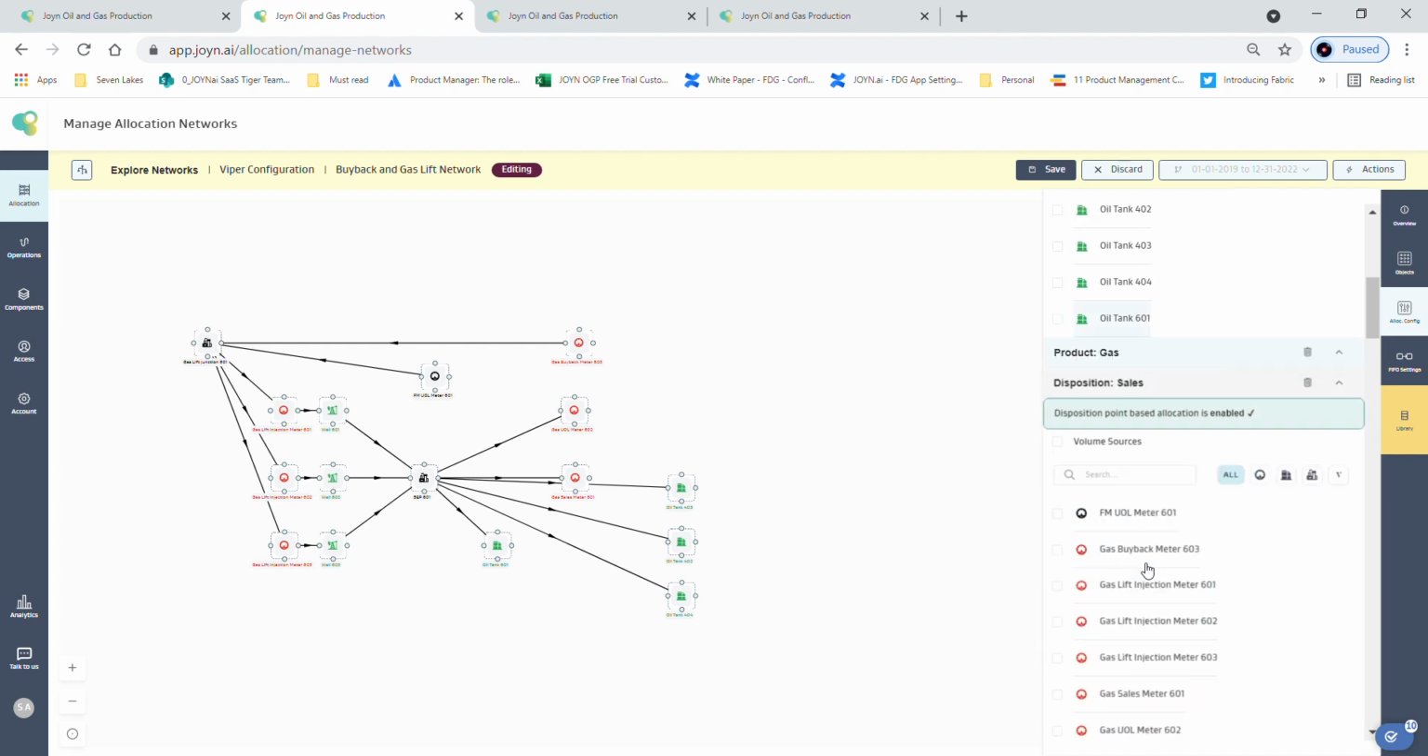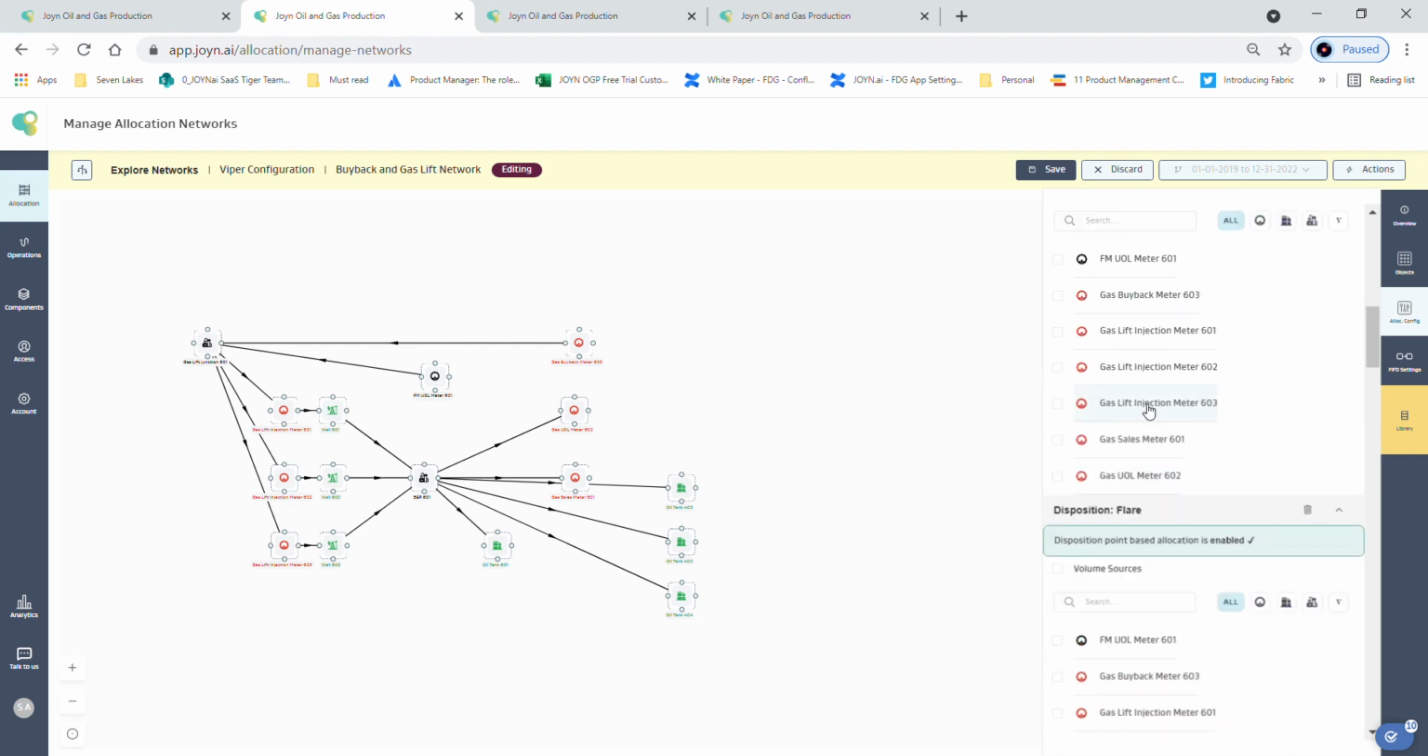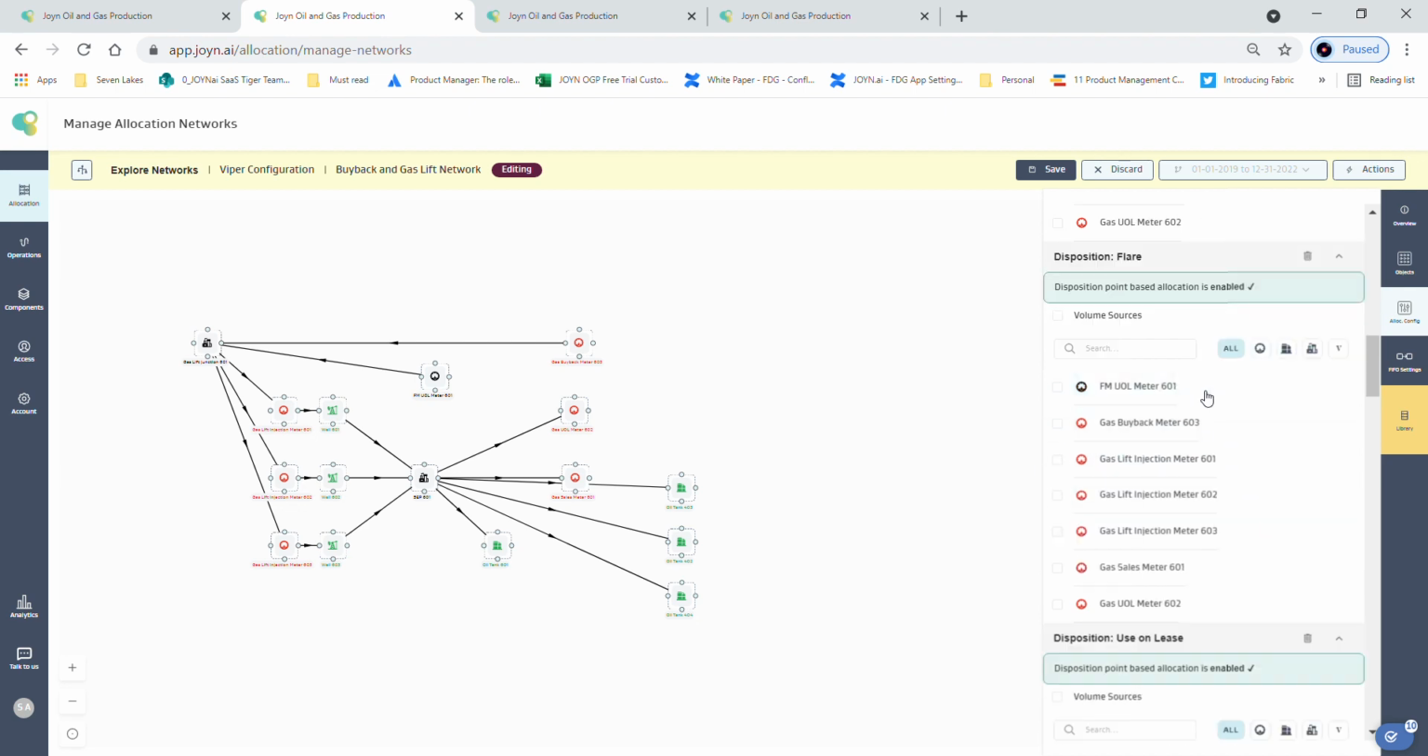Similarly for sales, you would see 4. In the case of gas, depending on what you have enabled, I believe there is only one gas sales meter here, so you would only see that gas sales meter as part of the disposition allocation results.